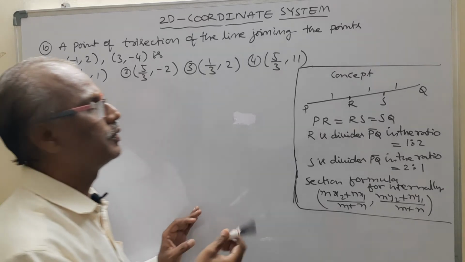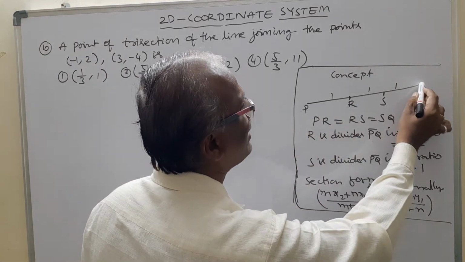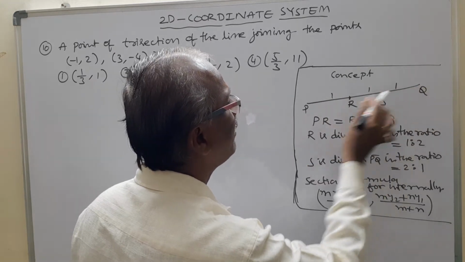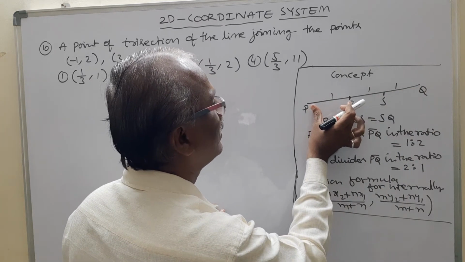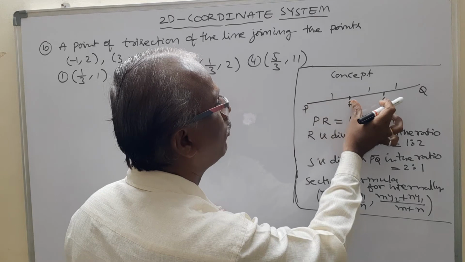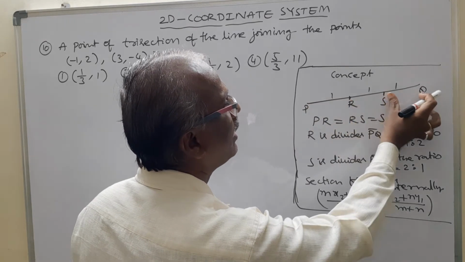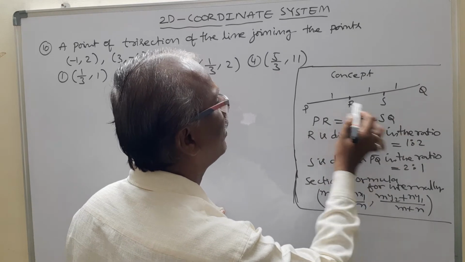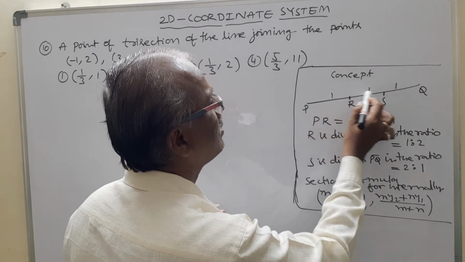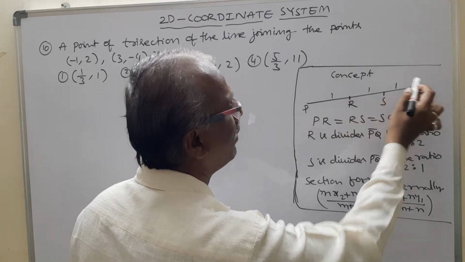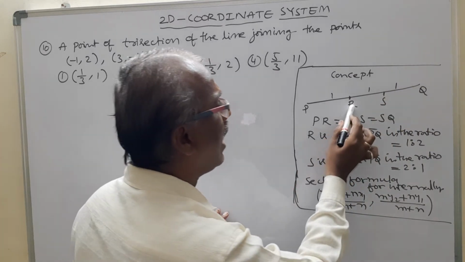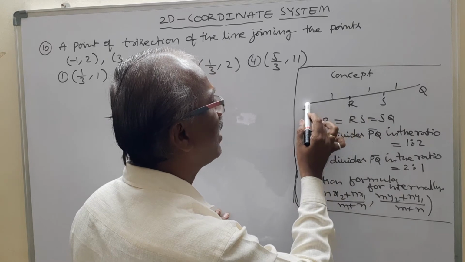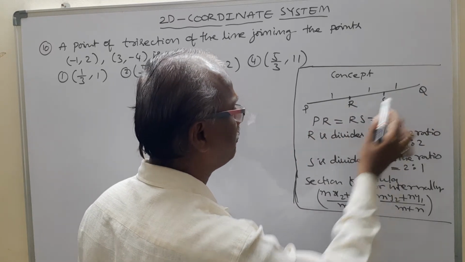Here is one concept. PQ is the line segment. This line segment is divided into three equal parts. The distance PR equals distance RS equals distance SQ. These three distances are equal. This is one part, this is also one part, this is also one part. Here R and S are the points of trisection of PQ.